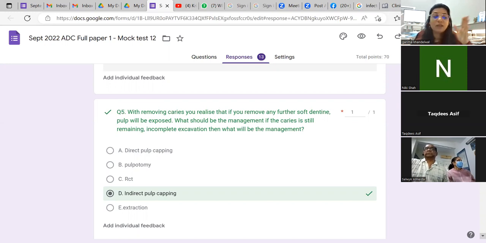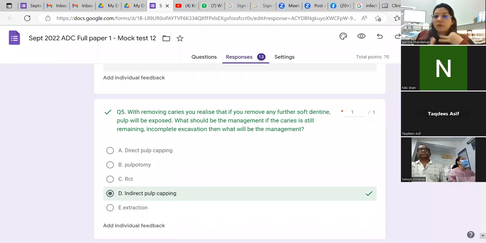The pulp is healthy, so you don't want to expose the pulp. So what will you do? You will restore the tooth, but you'll do IPC. You'll place calcium hydroxide. Understood? I hope this is very clear. So the option here is pretty straightforward: doing IPC.